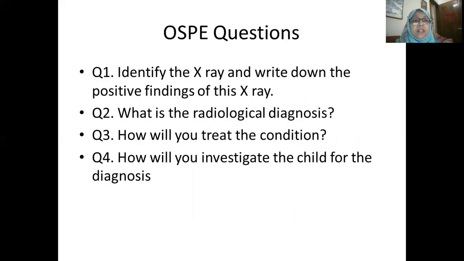In children, identify the X-ray and write down the positive findings of this X-ray as I have mentioned. And what is your radiological diagnosis? The radiological diagnosis is bronchiolitis. How do you treat the condition? How do you investigate the child for the diagnosis?